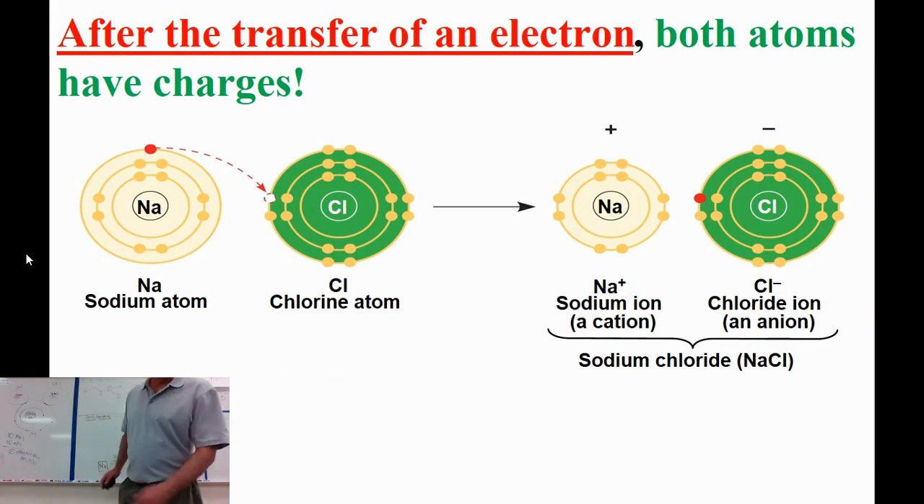So let's do this. Go ahead and draw a sodium atom and a chlorine atom, and then create ions, and then put them together through ionic bonding. So press pause if you need to. Do this on a blank piece of paper, and I'll do it up here on the board.